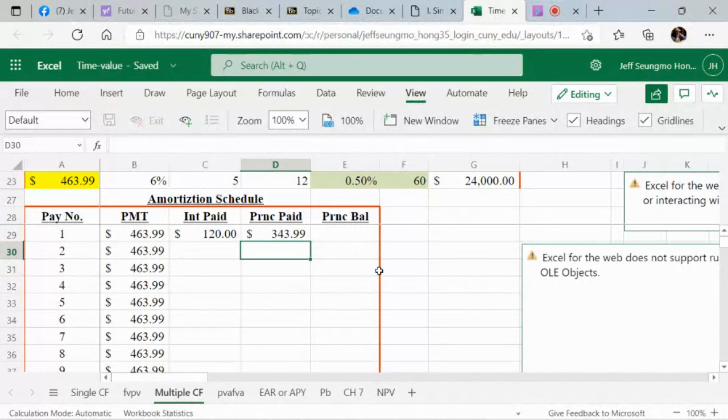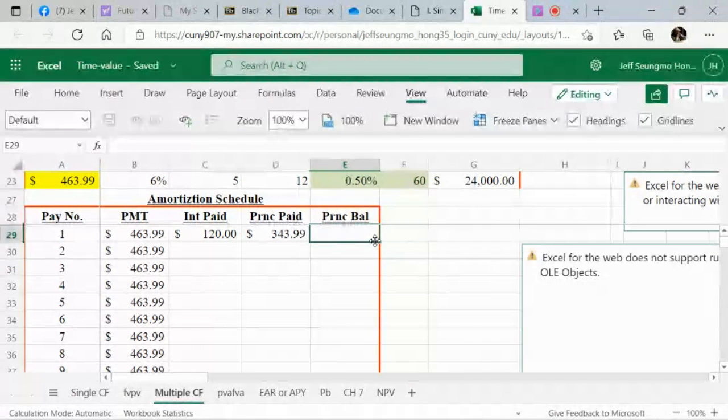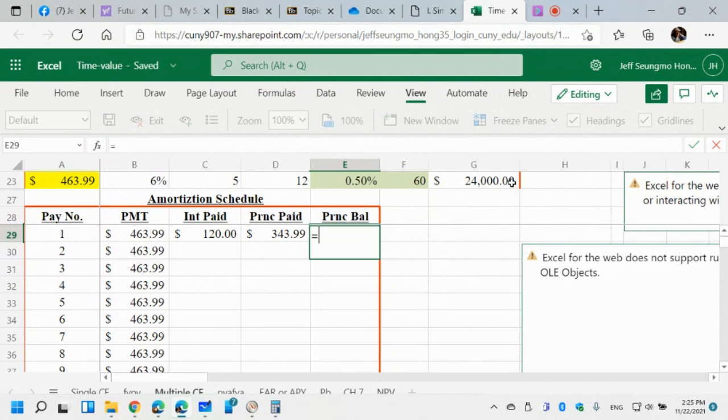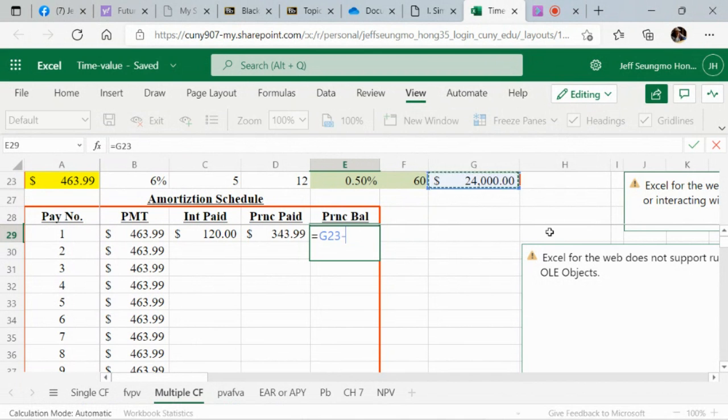Yes, the payment minus interest paid is the principal paid. So this is the principal paid. And what should be the principal balance now? At the end of the first month, after making this payment, the principal balance will be 24,000 minus the principal paid. Yes, not the payment, I'm sorry, the principal paid.